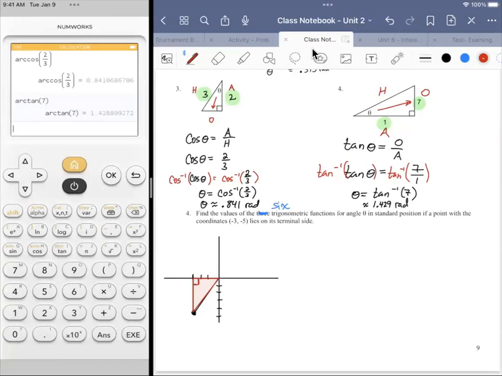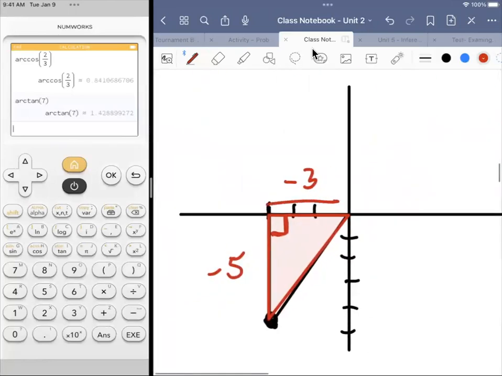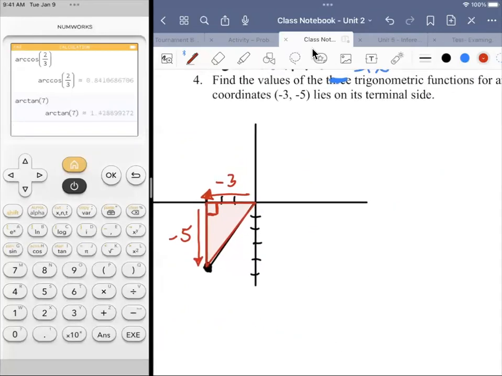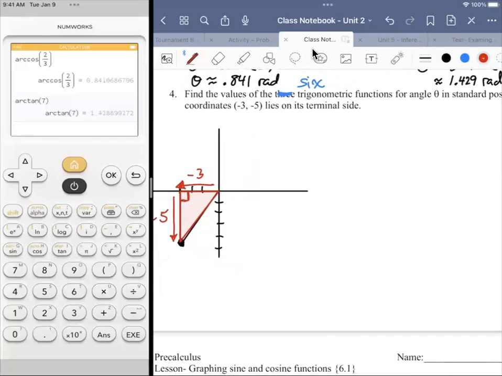All right, so we know the measures here. It says coordinates -3, -5. This side is -3. This side is -5. Now the negatives in this case, the only purpose they serve is to identify the direction of the movement. So we started off at the origin and we went to the left 3 units, and then we went down 5 units. The absolute value is actually 3 and 5 for each one of those legs. But the negative sign tells us something really important, and that's the movement that gets us to that location.